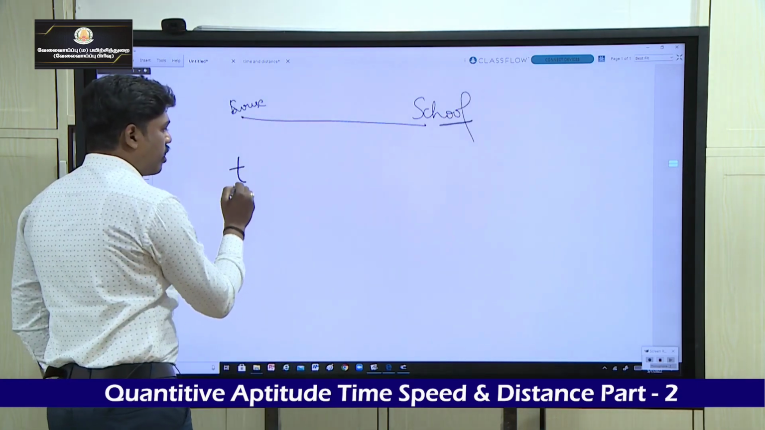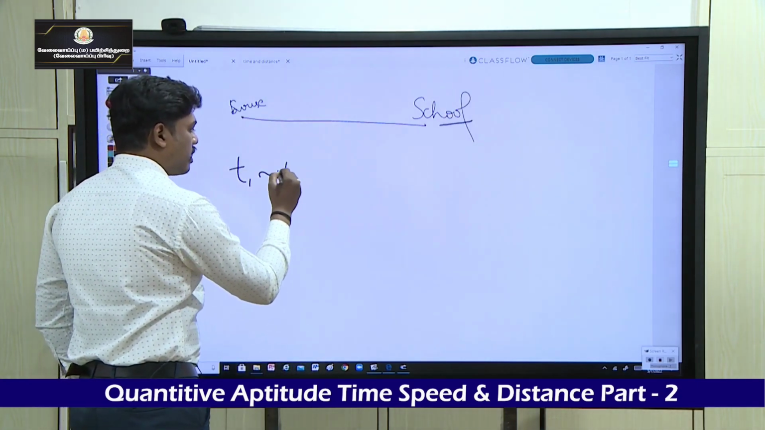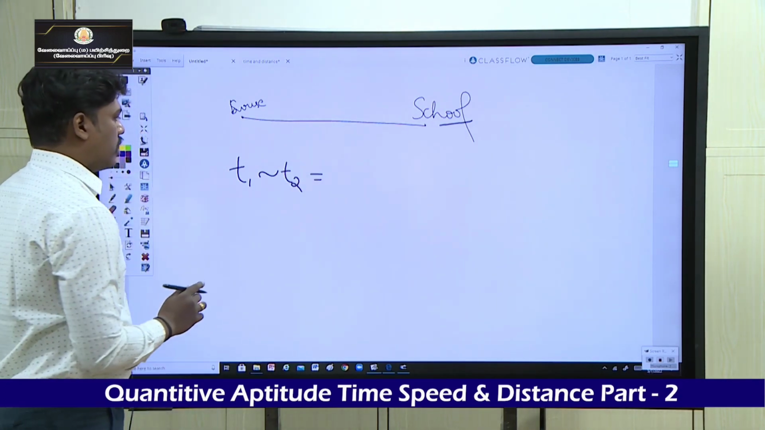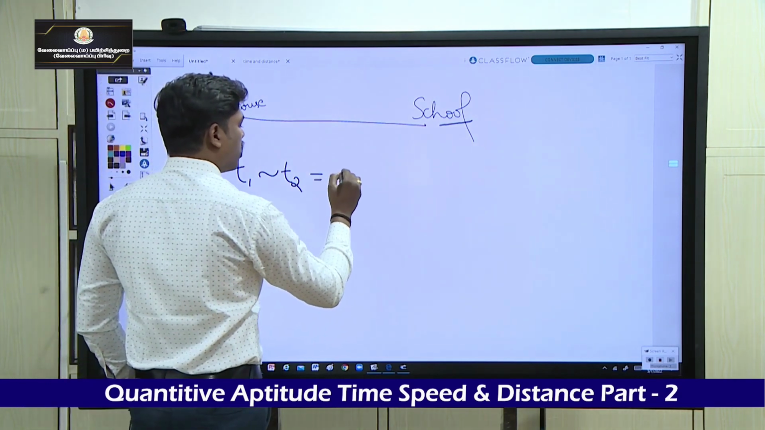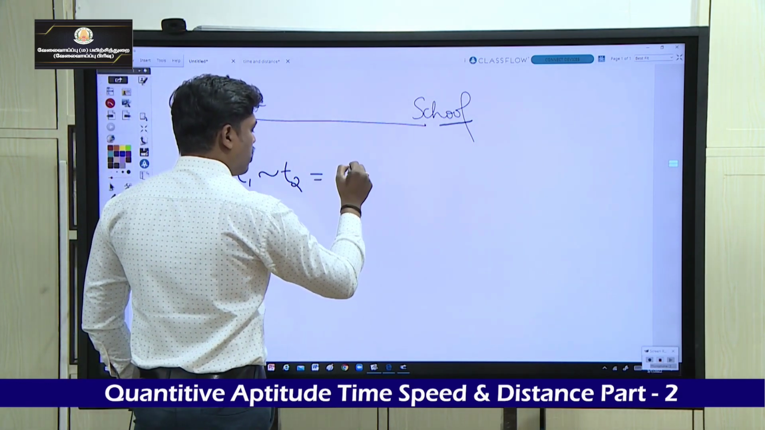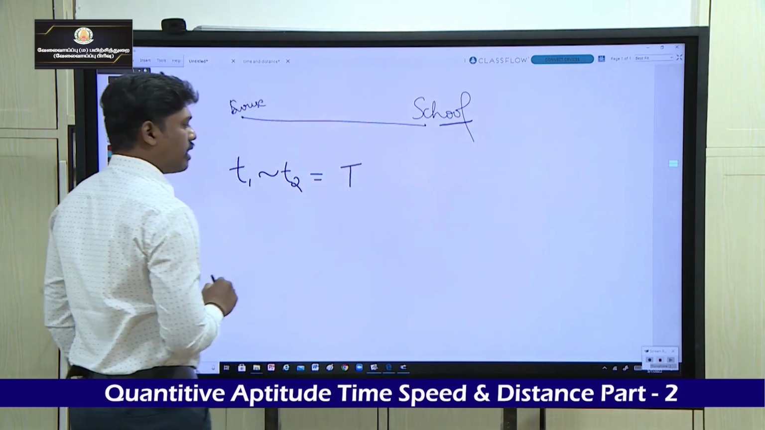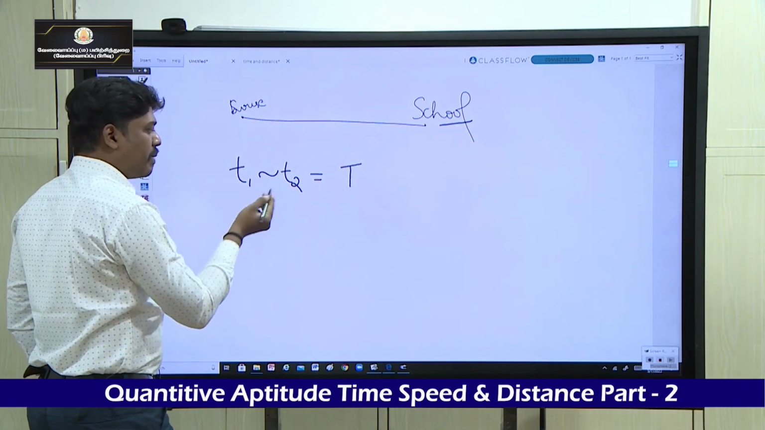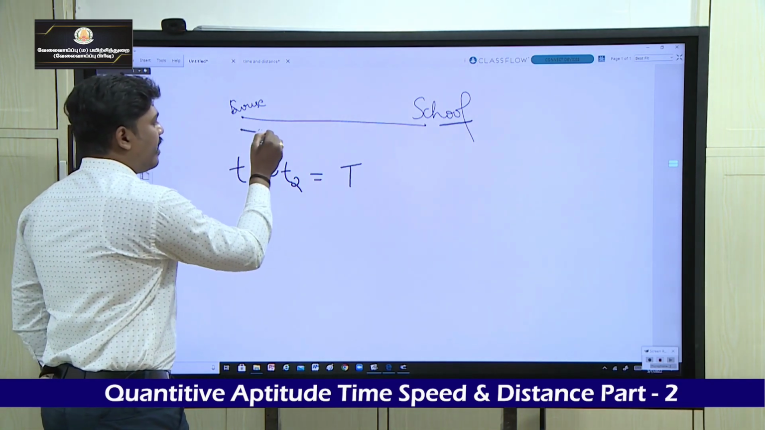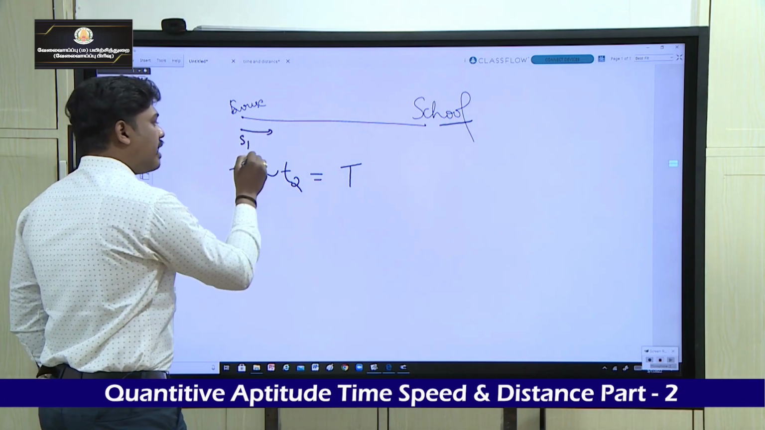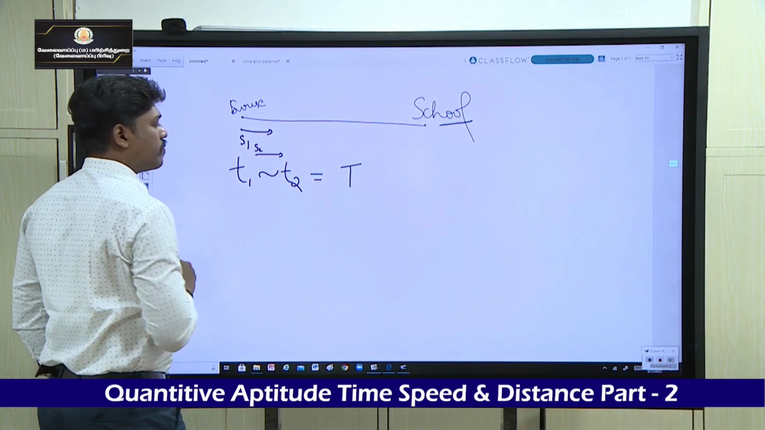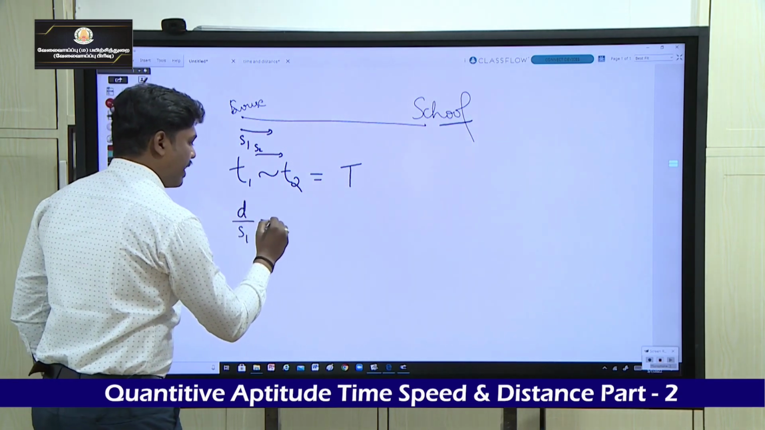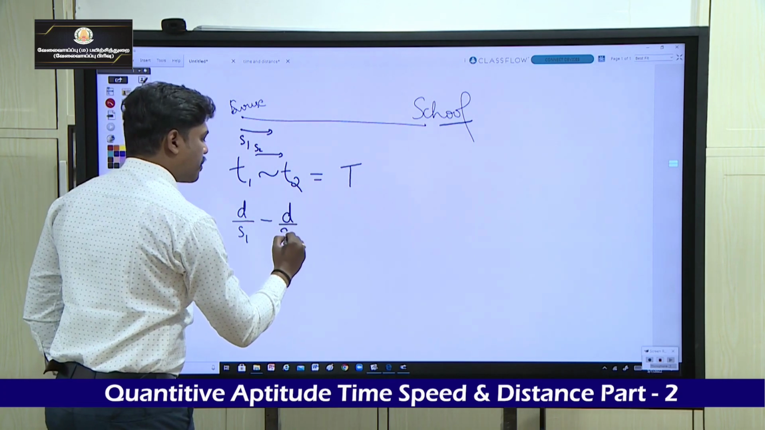What is the time difference I got? T1 minus T2 or T2 minus T1, the time difference. Okay. So, time difference is equal to, we are getting a time here. Take it as T. Okay. So, what is time here? Time is distance by speed. So first he is moving at a speed of S1. Later he is moving at a speed of S2. Okay. So here, distance by S1 minus, or difference, distance by S2.